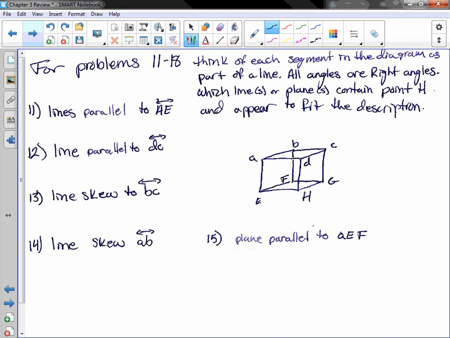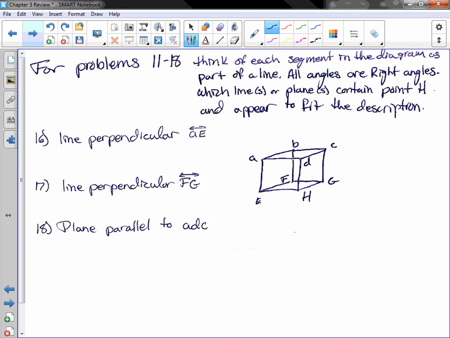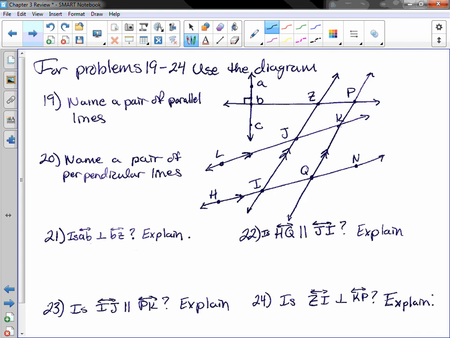Think of each statement in the diagram as part of a line. All lines are right angles. All angles are right angles. Which lines or planes contain? We'll come back to this if we have time. I'm not worried about that.